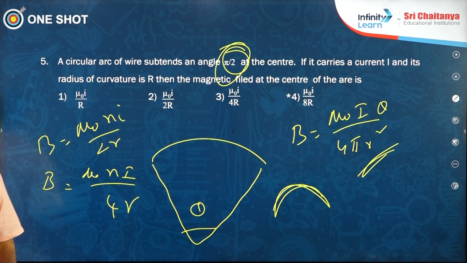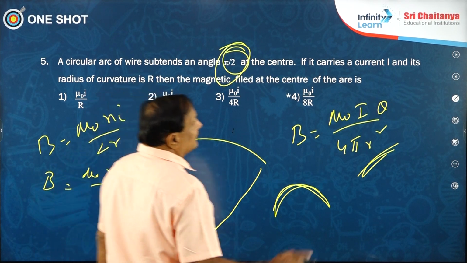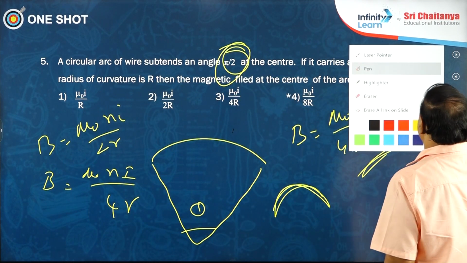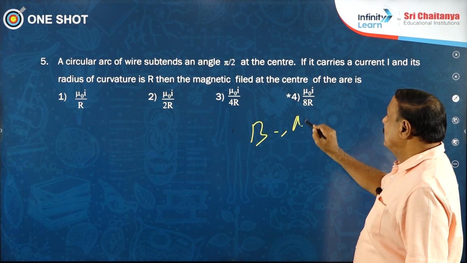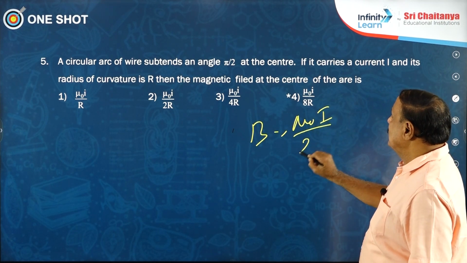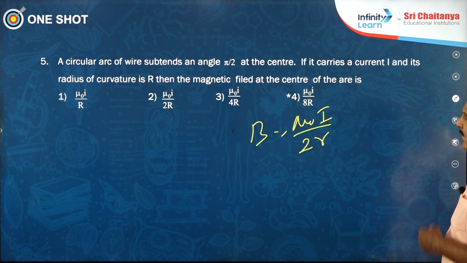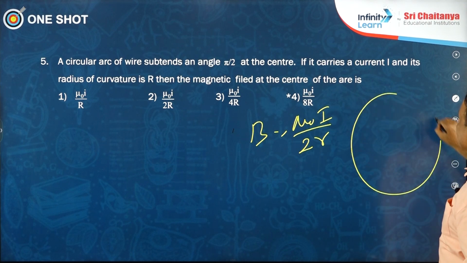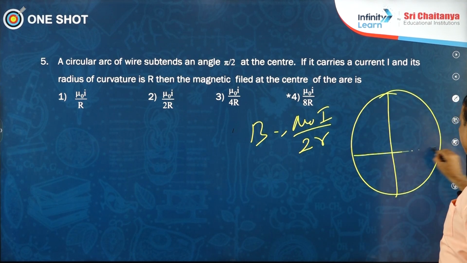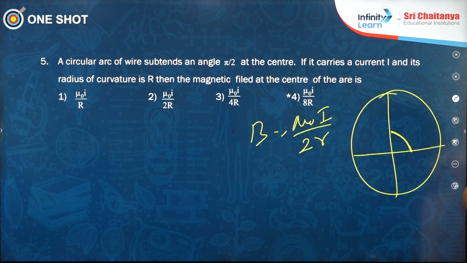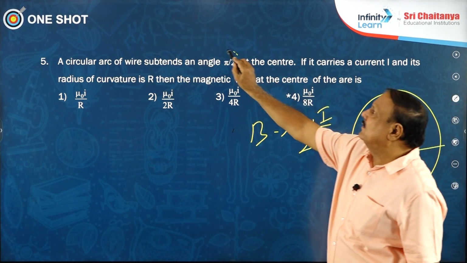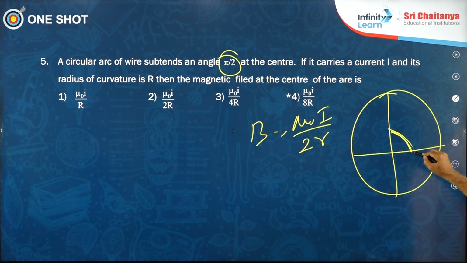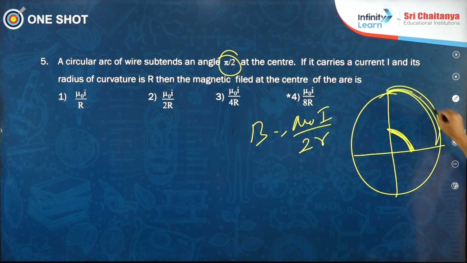Pi by 2 means not semicircle, not semicircle. Once again I will write, please. B is equal to mu naught I by 2 r, because the number of turns is not mentioned. That is for the circle. Semicircle, pi by 2, 90 degrees, this is pi by 2. So, 1/4 of the circle.